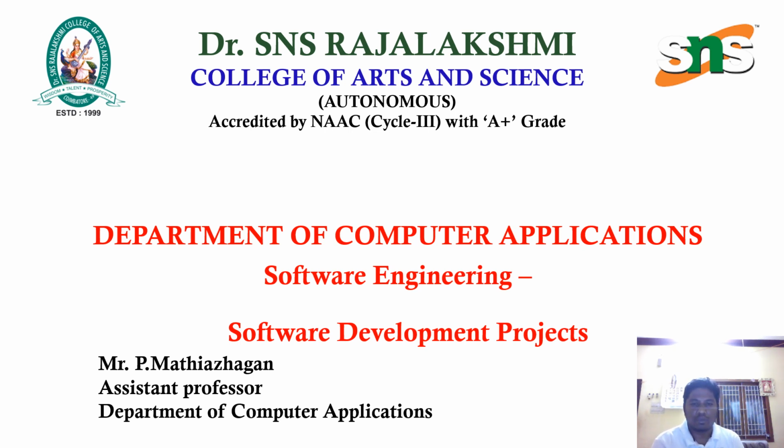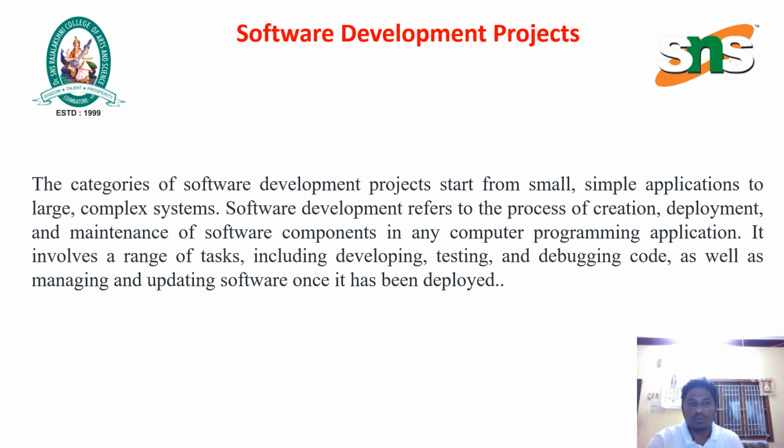So software engineering, software development project. How to develop a software project in software engineering. The categories of software development projects range from small, simple applications to large, complex systems. Software development refers to the process of creation, deployment, and maintenance of software and software components in any other computer programming applications. It involves a range of tasks, including developing, testing, and debugging code, as well as managing and updating the software once it has been deployed.